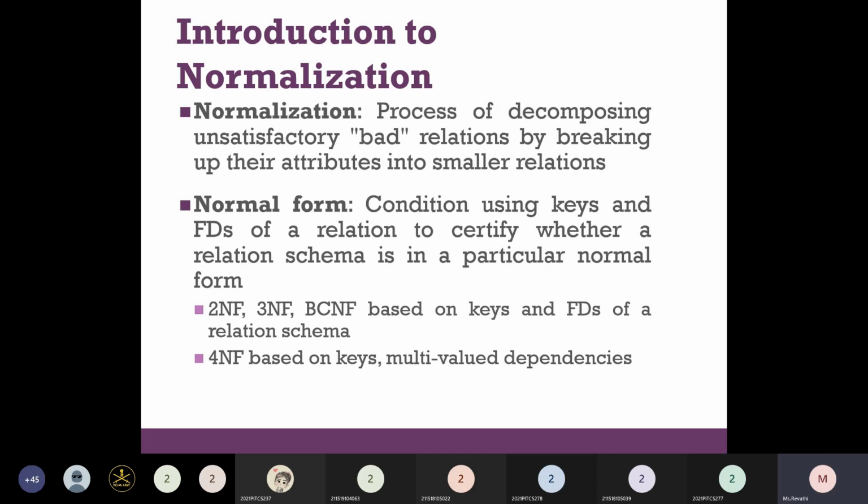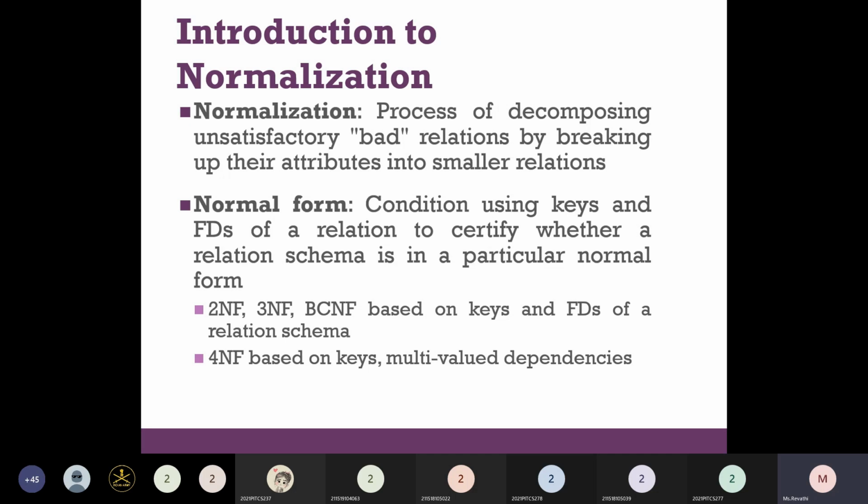By decomposing your unsatisfactory bad relation design into smaller relations, we can obtain a better design, which allows flexibility in accessing the data in the database. And the normal forms are conditions which use keys and FDs of a relation to certify whether the relation schema is in a particular normal form or not.